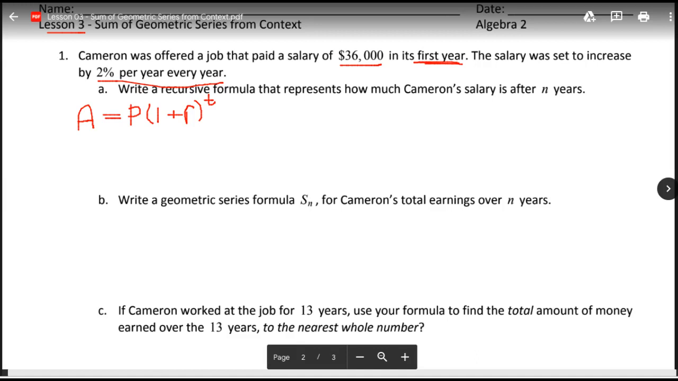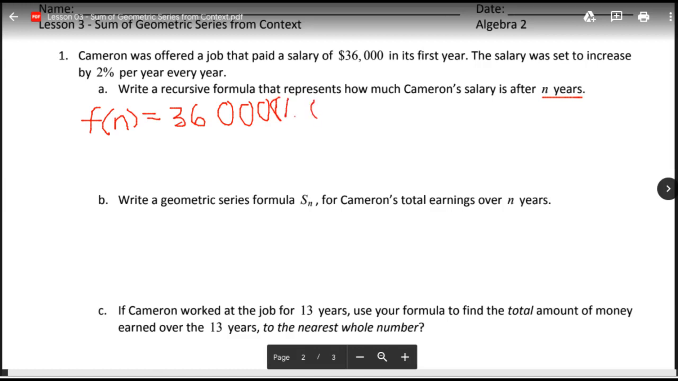So again, for some people, it helps them to set up the function. So let's see. If I set up the function, do they want us to use n? Yeah, after n years. So here we are starting with 36,000, and it's growing at 2% every year. So we're going to say 36,000 times 1.06, and again we're adding that rate because it's increasing by 6% to the n.